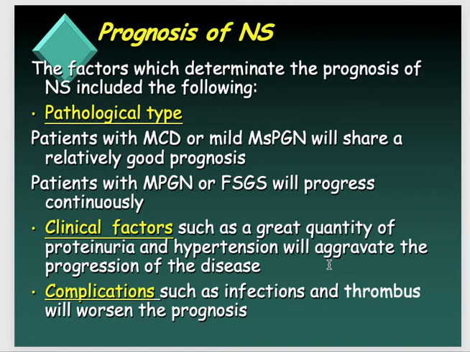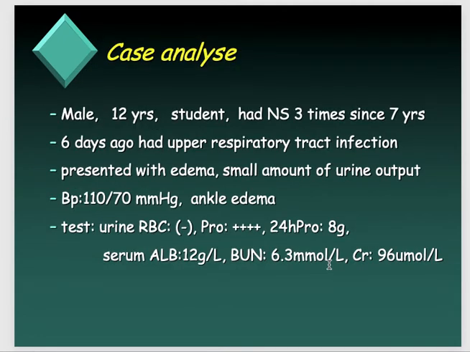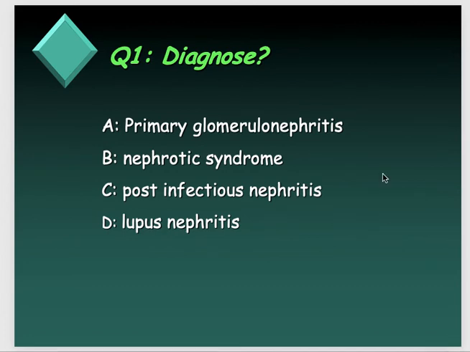Rest of them, many of them end up in acute renal failure. This is a case analysis you can read, guys, and you can solve it. Male, 12 years old, student, had nephrotic syndrome 3 times since 7 years of age. 6 years ago had upper respiratory tract infection, presented with edema, small amount of urine output, blood pressure is this much, ankle edema is there, RBCs are not there, proteins are positive. So serum albumin levels and blood urea nitrogen and creatinine levels are given. What is the diagnosis? Okay.